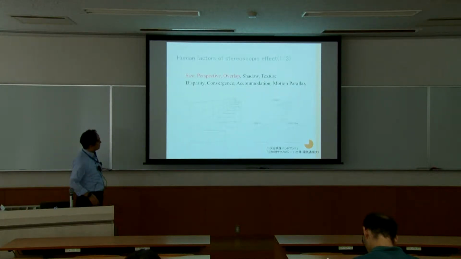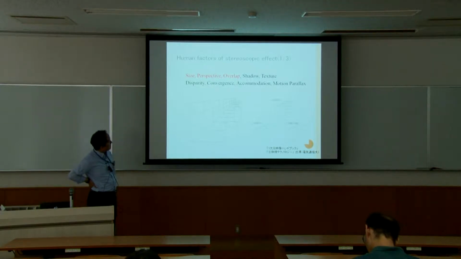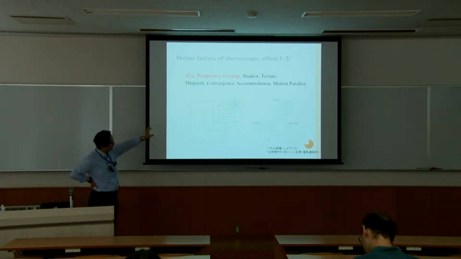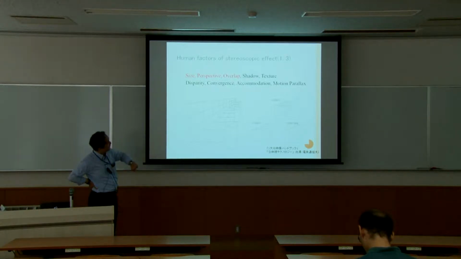So the first, these are the human factors of stereoscopic effect. The first is size. On the left side, the front object is seen bigger than the rear object. This is size. The perspective is often used in painting. And overlapping is the second one.